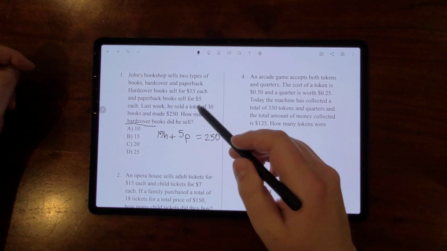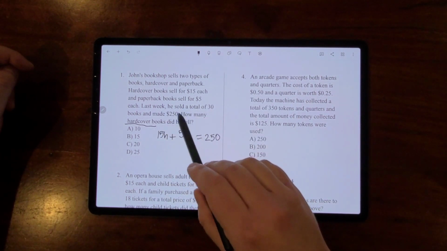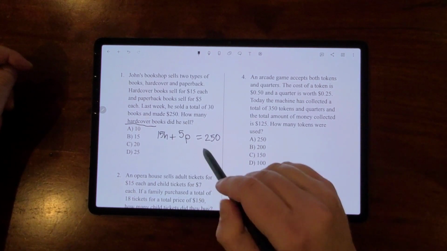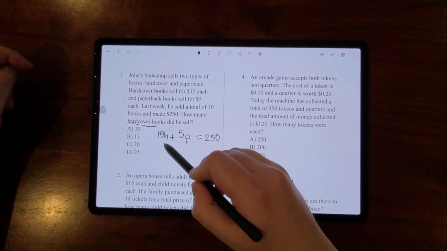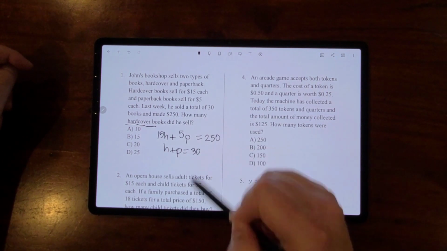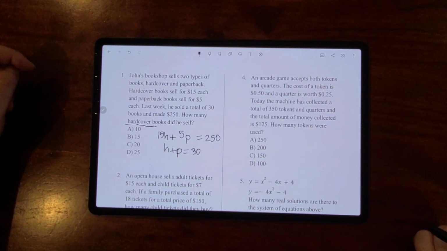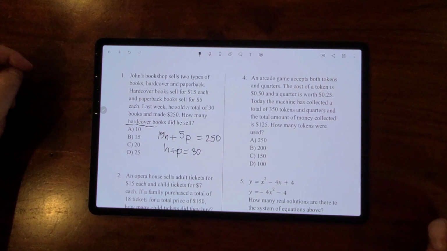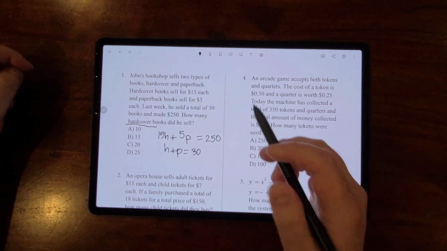Now I can have a second equation by looking at this part right here that says he sold a total of 30 books. So the books are going to be the hardcover books plus the paperback books, and that's going to equal 30 books. Now I have a system of equations that I've set up, and now I can solve it to figure out what H is.